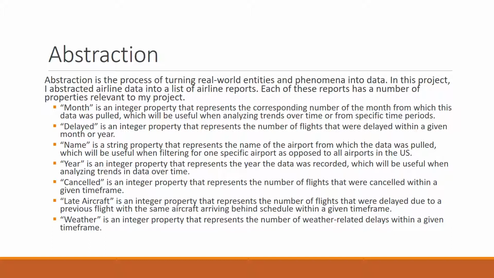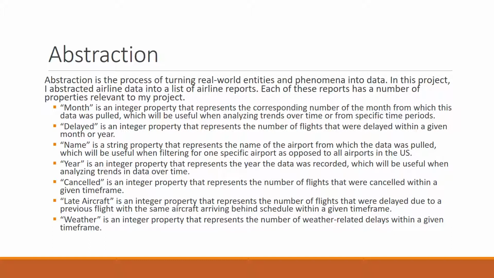So the month is an integer property that represents the corresponding number of the month from which this data was pulled, which will be useful when analyzing trends over time or from specific time periods. Delayed is an integer property that represents the number of flights that were delayed within a given month or year. And name is a string property that represents the name of the airport from which the data was pulled, which will be useful when filtering for one specific airport as opposed to all airports in the United States. Year is an integer property that represents the year the data was recorded in, which will be useful when analyzing trends in data over time.